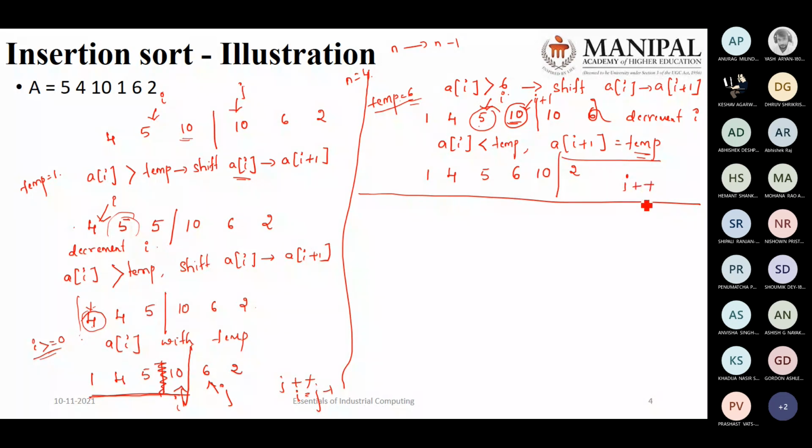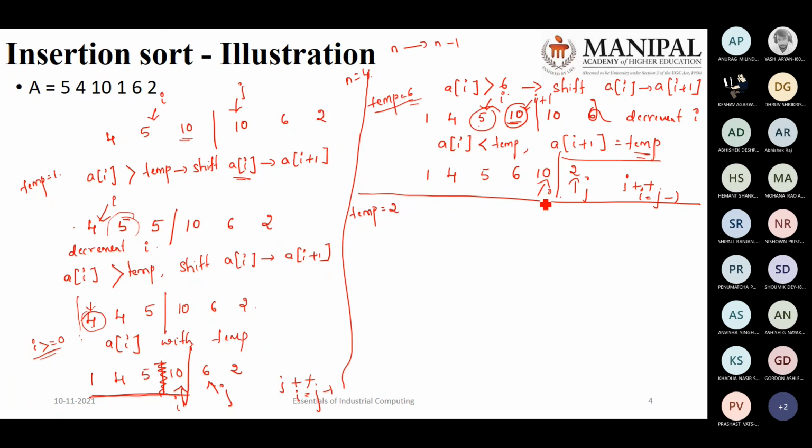Again, you do j plus plus. I is equal to j minus 1, so that j will point to 2 and I will point to 10. Okay, repeat the process again. What is your temp now? Temp is 2.